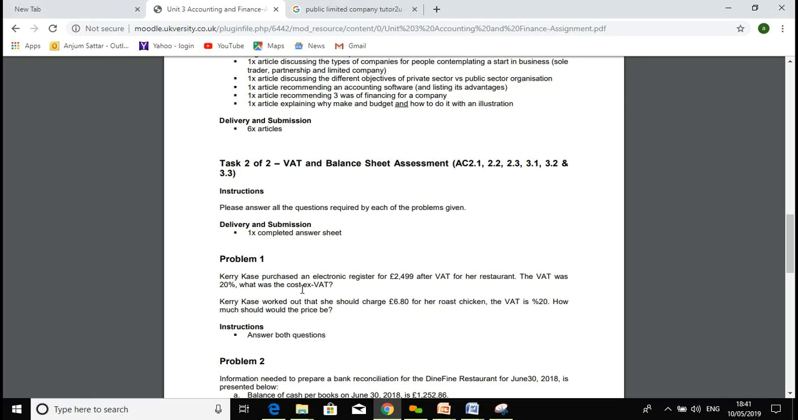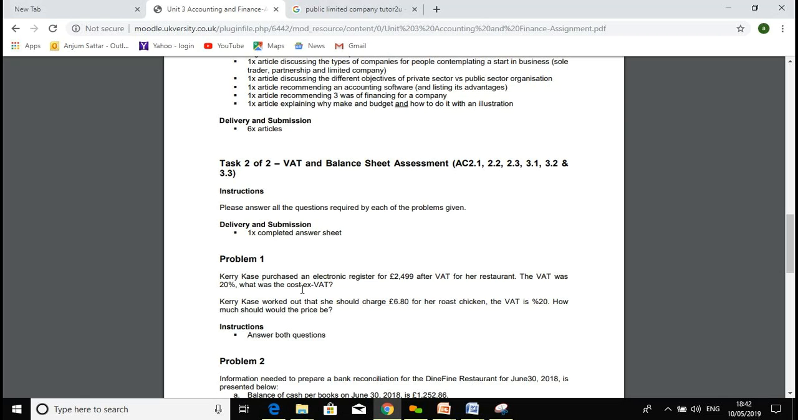So we bought these goods, yes? $24.99 after VAT for restaurant. Whenever we have a VAT, how much is the VAT? When you add it up, it's 20%. So it means this is 120, yes? So this figure is including VAT. So this is asking how much is the VAT for the excluding VAT figure?